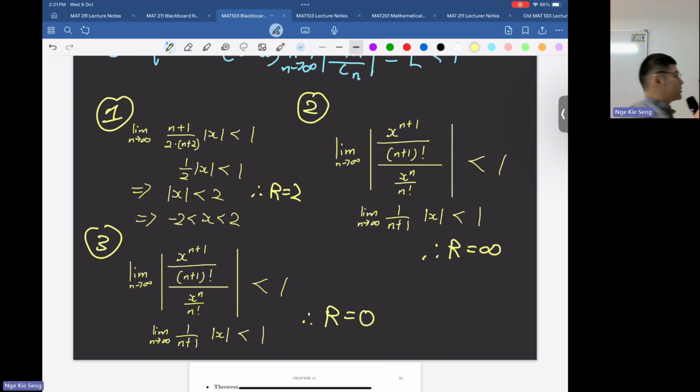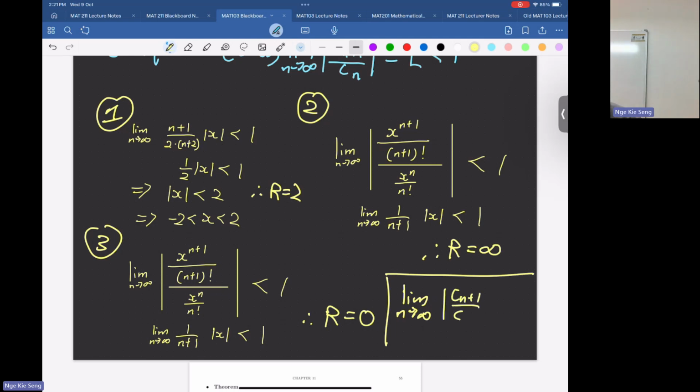Okay, so can you observe a pattern? What pattern do I want you to observe here? Can you look at the limit as n goes to infinity of Cn plus 1 over Cn together with this number? Let's call this L. Can you see any pattern? So where's this Cn plus 1 over Cn in each case? You can see it here, and see it here.